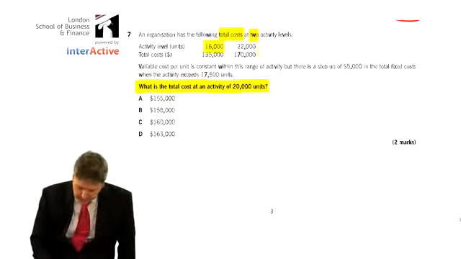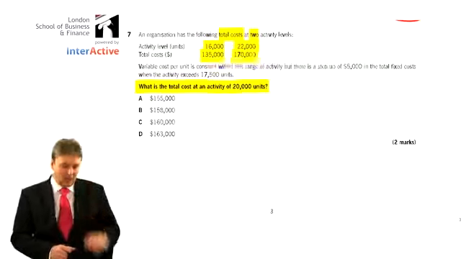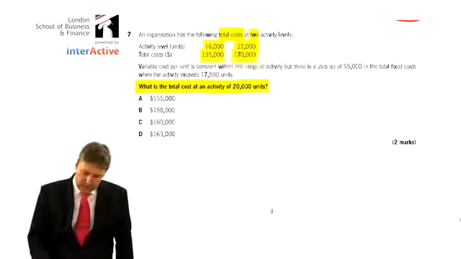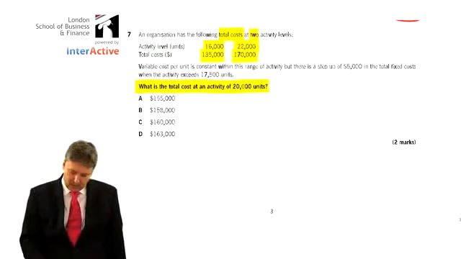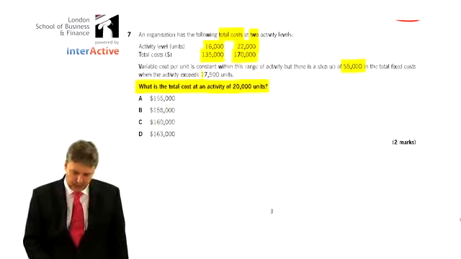Now, we best read the next bit to make sure that we don't make a silly error. Variable cost per unit is constant within this range of activity, but there is a step of $5,000 in the total fixed costs when the activity exceeds 17,500 units.